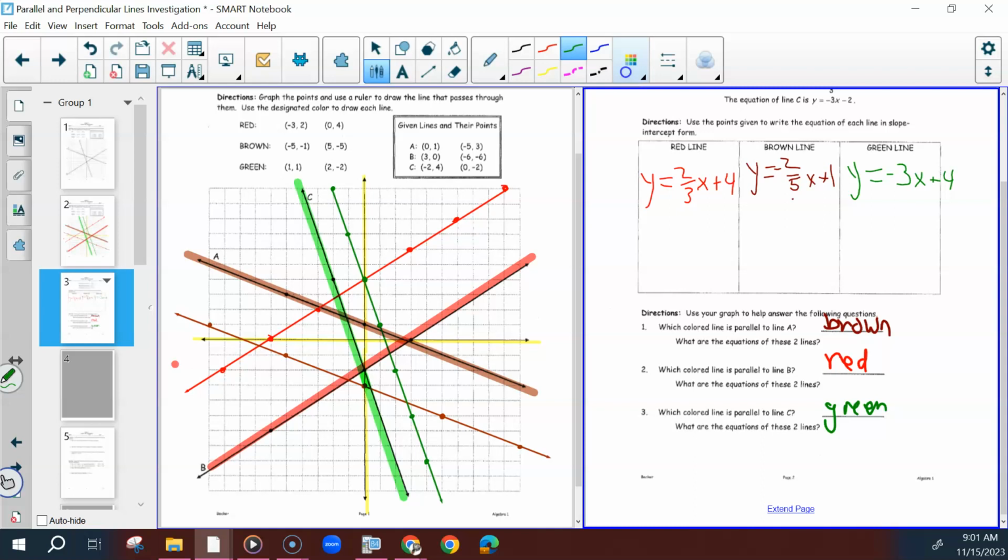Taking the informal definition of it looks like it's right across from each other, keep that in mind. I want you to work with the people around you to answer the questions on the next page. I'll give you some time to go through that, then we'll come back and talk about it, and then we'll move on.